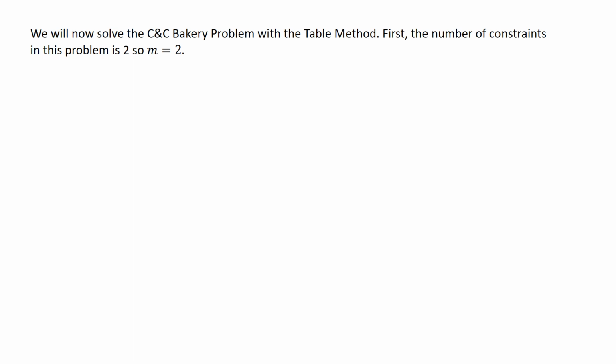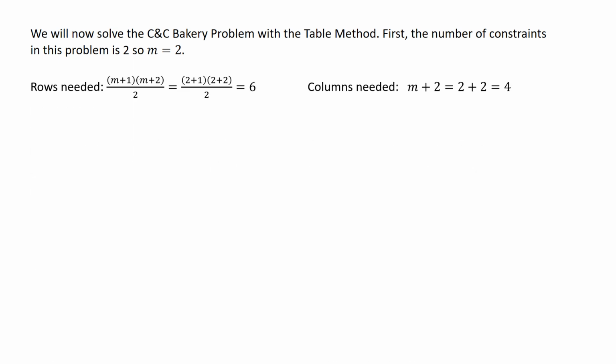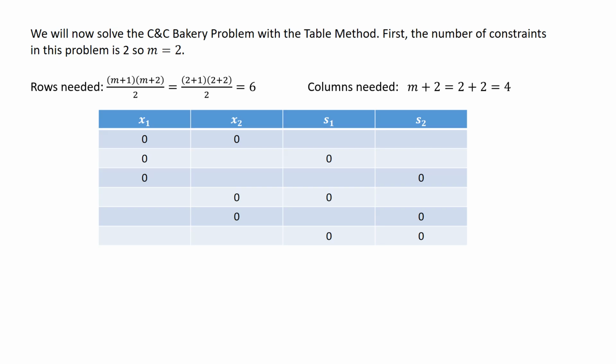So now we're going to solve the CNC bakery problem with the table method. First, the number of constraints in this problem is 2, flour and sugar, so m equals 2. The number of rows needed we can calculate as (m + 1)(m + 2)/2, and that gives us 6. The number of columns needed is m + 2, which is 4. So we can see here we have x1, x2, s1, and s2.